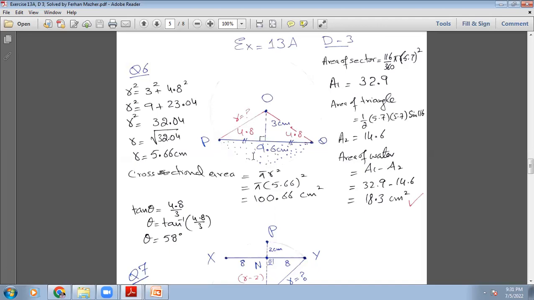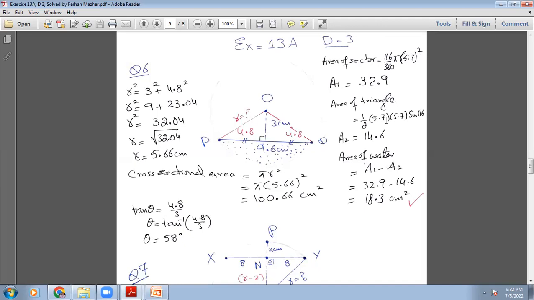So I will find the area of this sector. You remember the area of the sector is theta by 360 pi r square. So 116 is the angle subtended by this sector at the center, divided by 360 pi r square. R is 5.7 square. So the area of this sector will be 32.9.